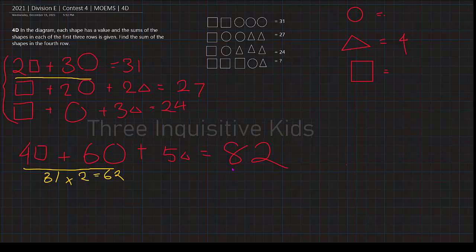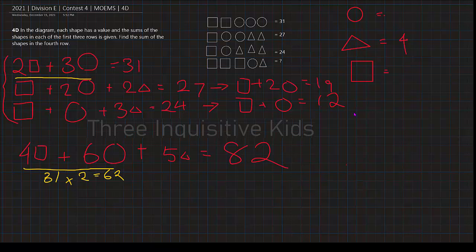Okay, we do know that, so if we substitute this in using triangles equals 4, we know that 1 square plus 2 circles equals 27 minus 8, so 19. In this third sentence right here, if we substitute triangles in, this gets 12. So squares plus circles equals 12.